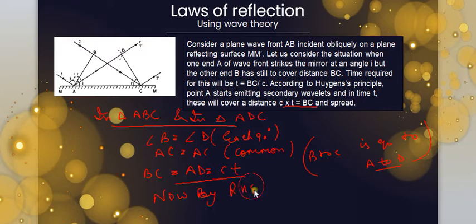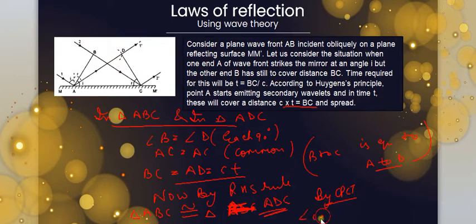Now by RHS rule, both the triangles, triangle ABC is congruent to triangle ADC. So by CPCT, angle I will be equal to angle R, which is the second law of reflection.